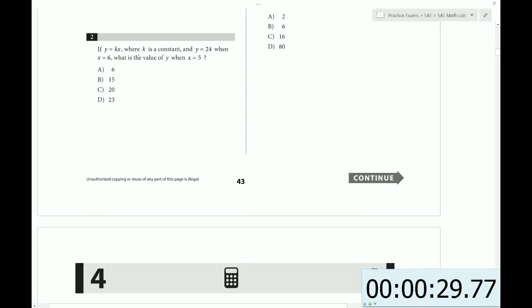If y equals kx, where k is a constant, and y equals 24 when x equals 6, let's plug that in right away. 24 equals 6k. We could solve for k, divide by 6 on both sides, and we get k equals 4. What is the value of y when x equals 5? y equals kx. x is 5, and we know now that k is 4, so y would equal 20. Choice C.